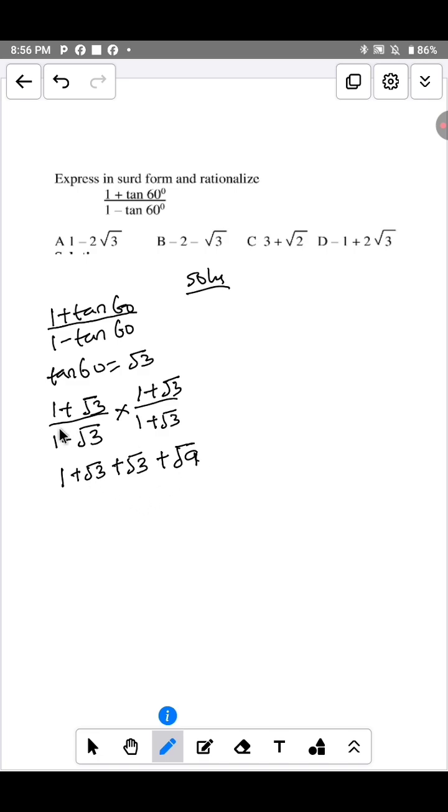Now we are done with the numerator, so let's go to the denominator. That will be over.